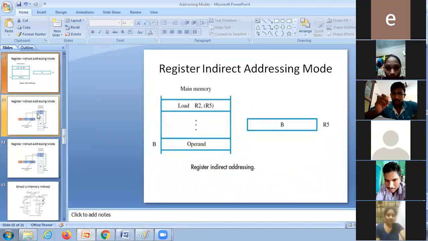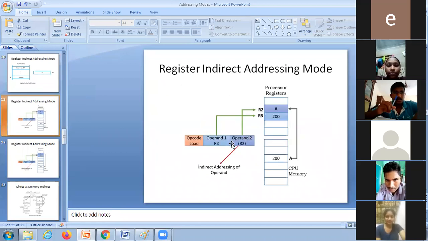The concept is same, but with different diagrams. Here you see this. I think you will get more understanding here. This is the opcode followed by operand 1 and operand 2. Operand 1 is a register operand. Operand 2 is also a register operand, but here the register is used for indirection.